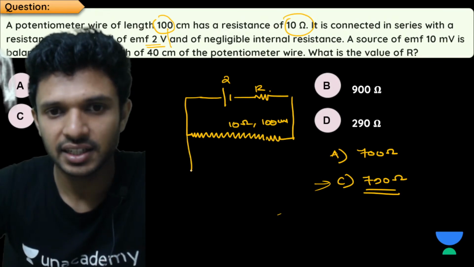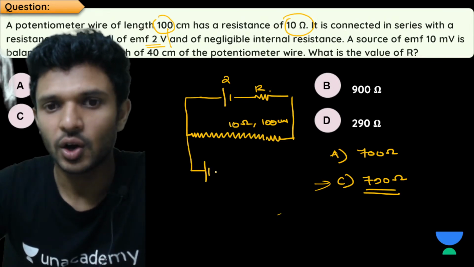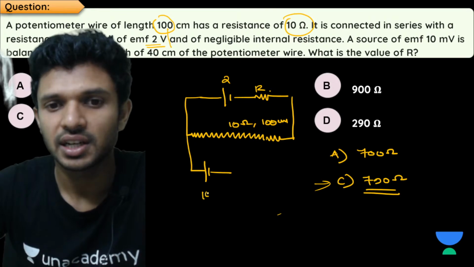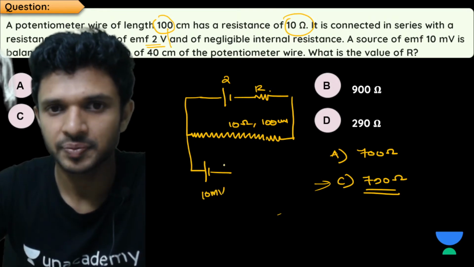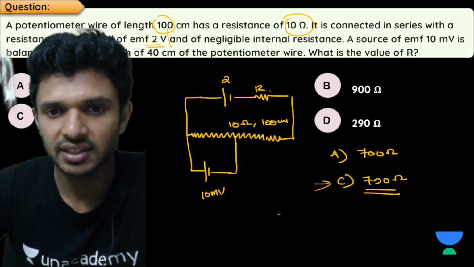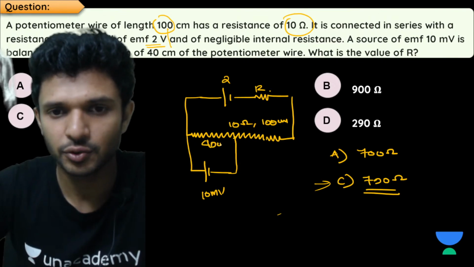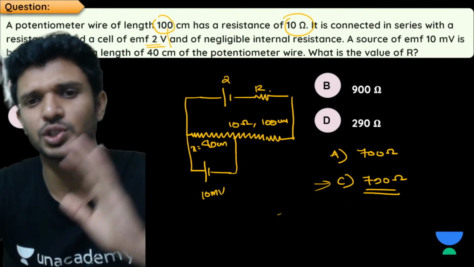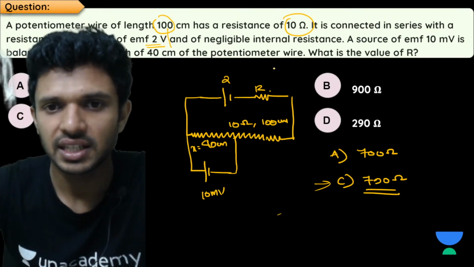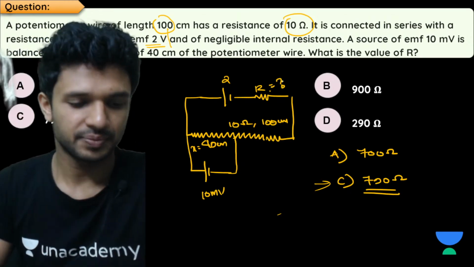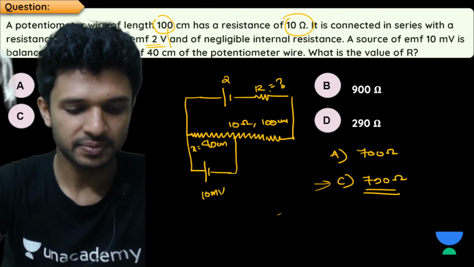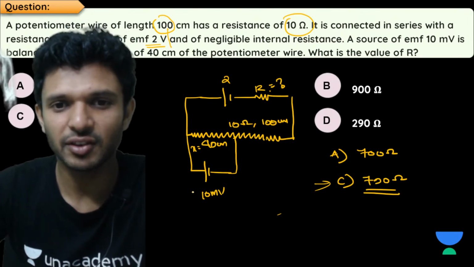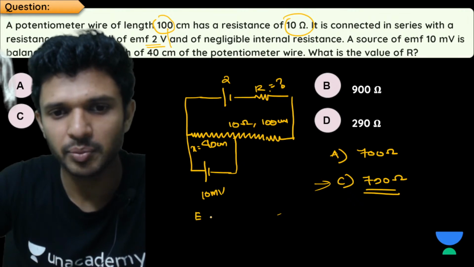This is connected to a cell of EMF 10 millivolt, and the length where it is being balanced is 40 centimeter. So the value of x is 40 centimeter, everything is given. The question is what is the value of R. Shall we find out? Just write the basic formula.